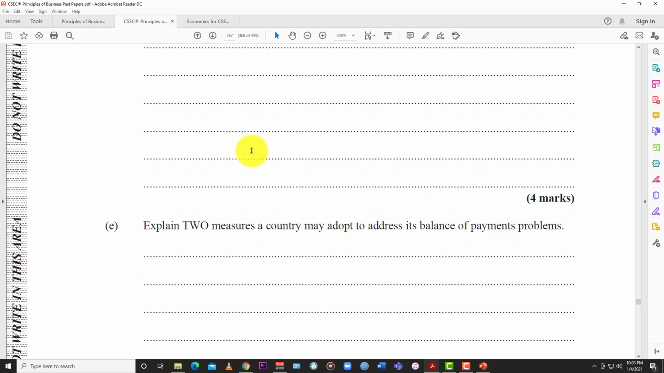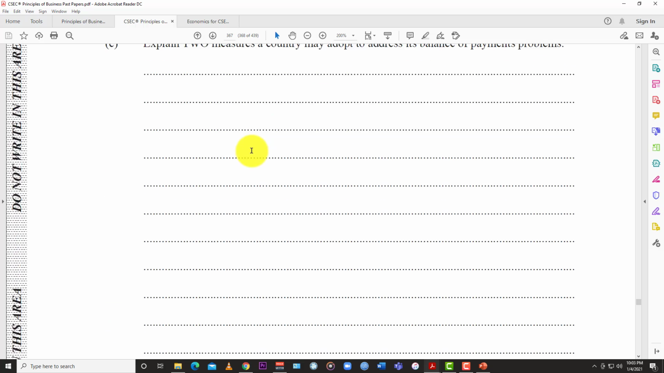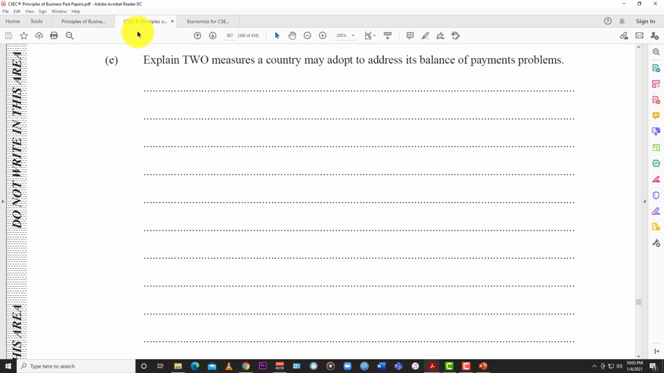Okay, good. So the last one for question 5, the 6 marker: explain 2 measures a country may adopt to address its balance of payments problems. So in a country, like in most Caribbean countries, we have balance of trade and balance of payments deficits. Then we need to address those problems. A lot of the Caribbean countries are in debt, and so therefore they have a deficit for the balance of payments. Now, how do you address these issues?